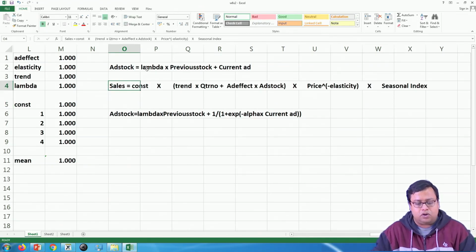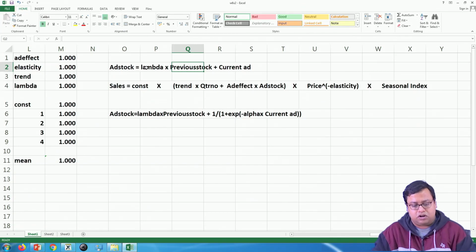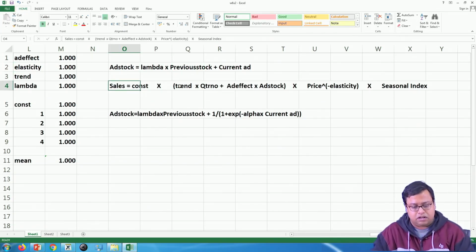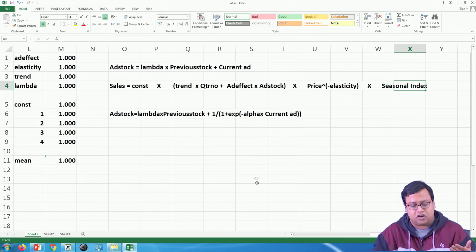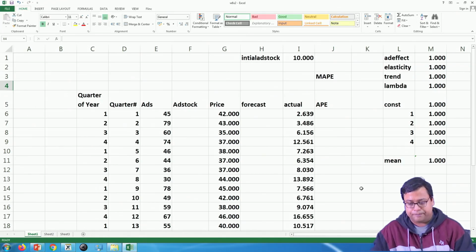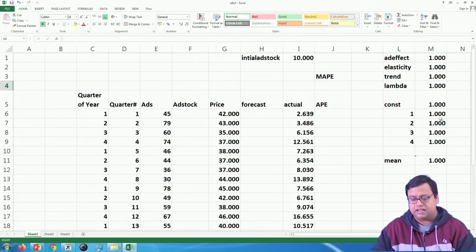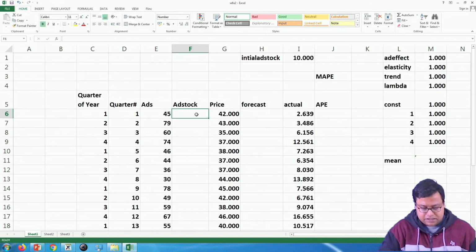Now, what I do not know: my previous stock, my lambda, this constant, the trend component, the add effect component, the elasticity, the seasonal index. All of these things are not known and I have to estimate them. So, to start with, I thought that each of them is 1, and the initial stock is 10. So, how much is the add stock then?